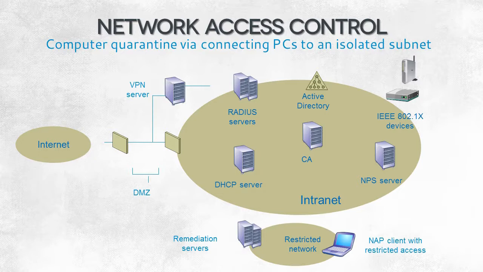Do not group computers into subnets according to their IP addresses or their function. They should be grouped according to their security level. This is how the Network Access Protection, or NAP, works. NAP is a mechanism supposed to automatically verify the conformity of your computer with certain standards.